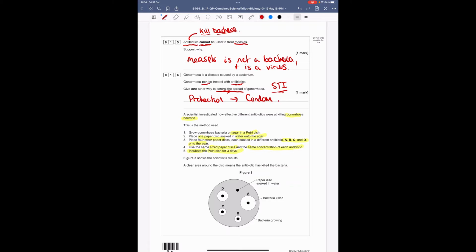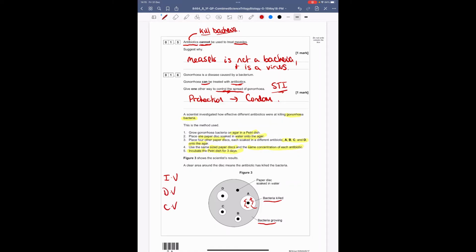So I can see that just by looking at it. I've got my paper discs here, A, B, C, and D, and the one soaked in water, and you've got these areas around each one, and this is where the bacteria has been killed, and where it is grey is where the bacteria is still growing. Okay, so even before I've looked at the questions, they've given me this whole practical, so I could think about my variables.